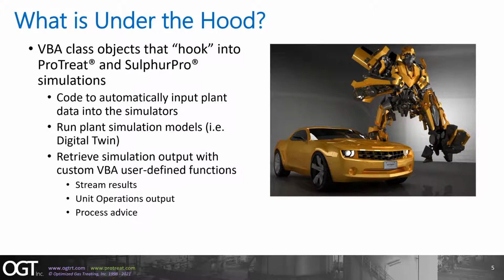But what's under the hood of this hot rod? At the root, there are VBA class objects that hook into or pass information to and from ProTreat and SulfurPro simulations via the COM objects. The code automatically inputs plant data into the simulators, runs the model, and retrieves the simulation output with custom VBA user-defined functions, such as stream results, unit operations output, and process advice.